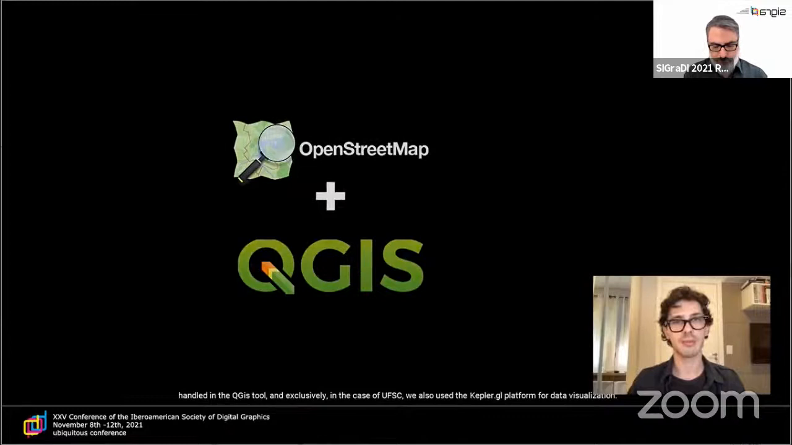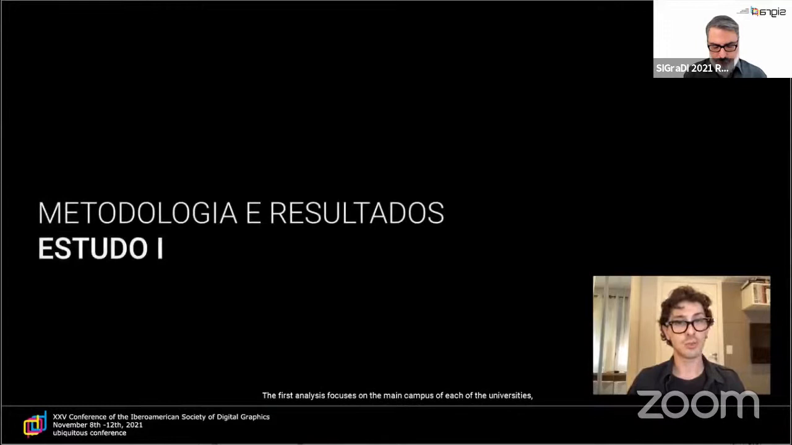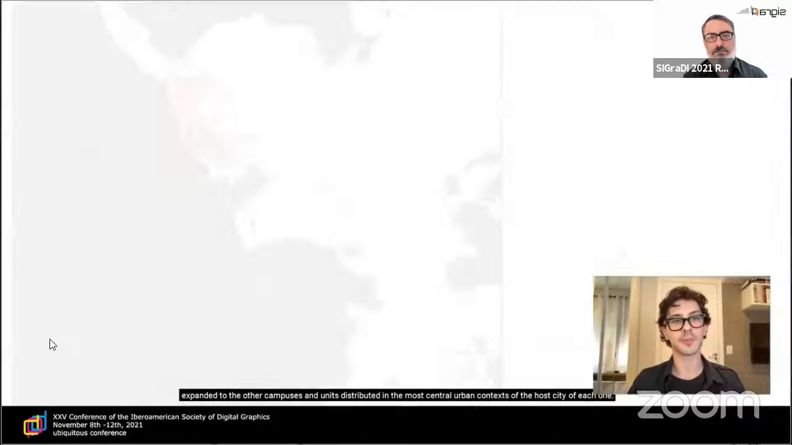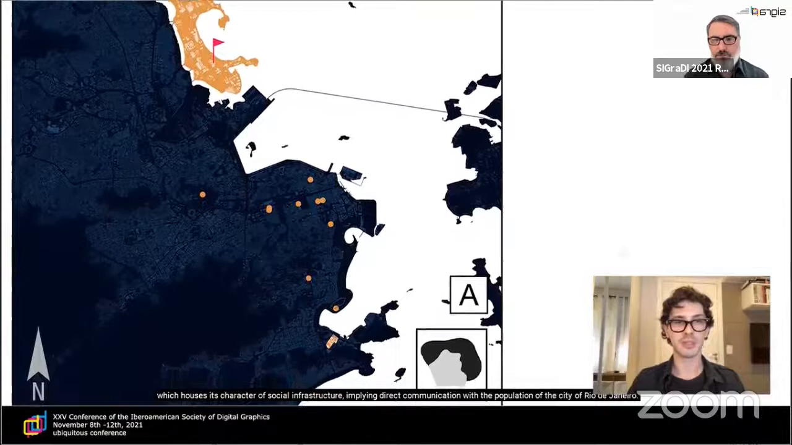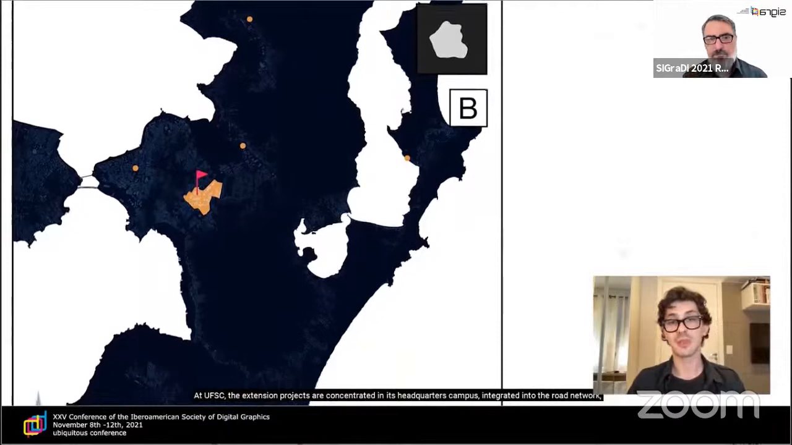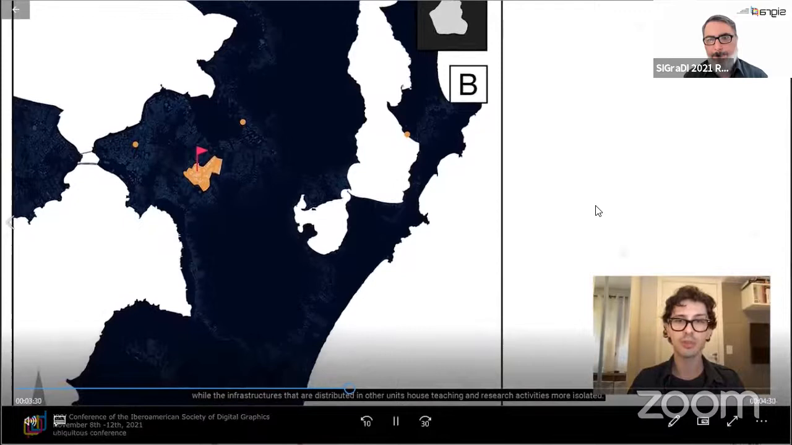A primeira análise focaliza o principal campus de cada uma das universidades, expandidas aos demais campi e unidades distribuídas nos contextos urbanos mais centrais da cidade-sede de cada um. Podemos ver que a UFRJ dispõe de diversas outras unidades integradas ao tecido urbano central, que abrigam seu caráter de infraestrutura social, implicando na comunicação direta com a população da cidade do Rio de Janeiro. Na UFSC, os projetos de extensão estão concentrados em seu campus-sede, integrado a uma área viária, enquanto as infraestruturas que se distribuem em outras unidades abrigam atividades de ensino e pesquisa mais isoladamente.